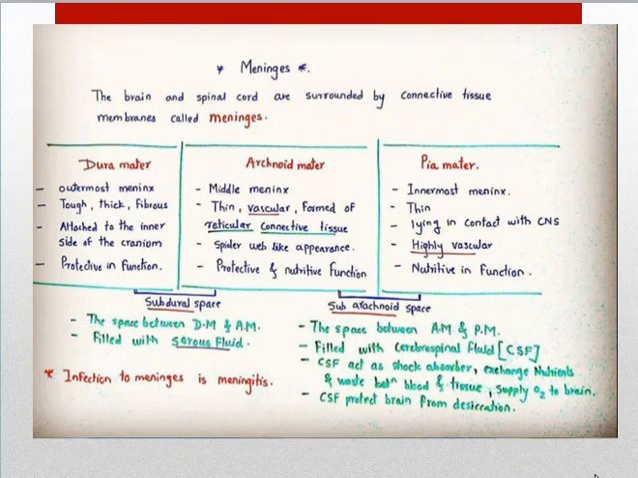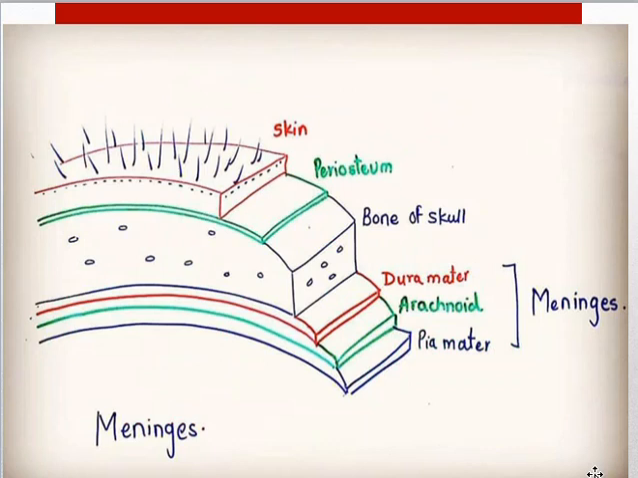The next thing we will discuss is the meninges. As you can see, this is skin, this is periosteum, the bone of the skull, and dura mater, arachnoid and pia mater. These are all meninges.